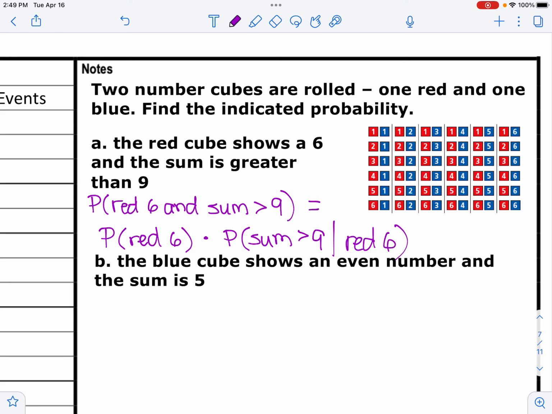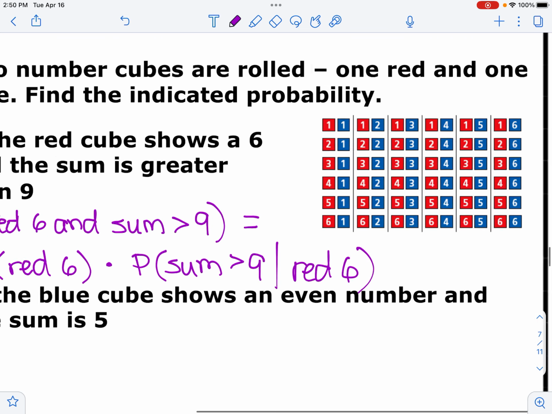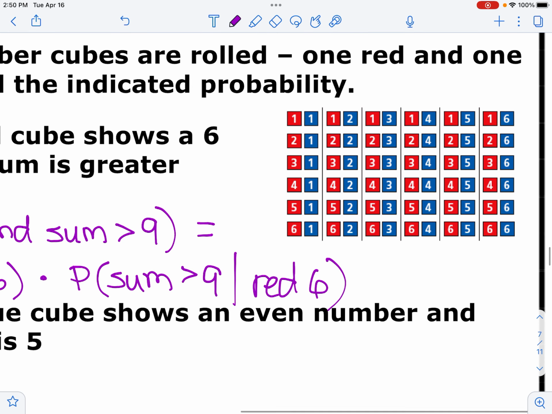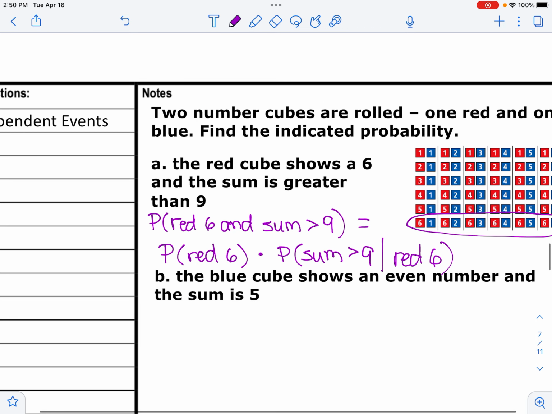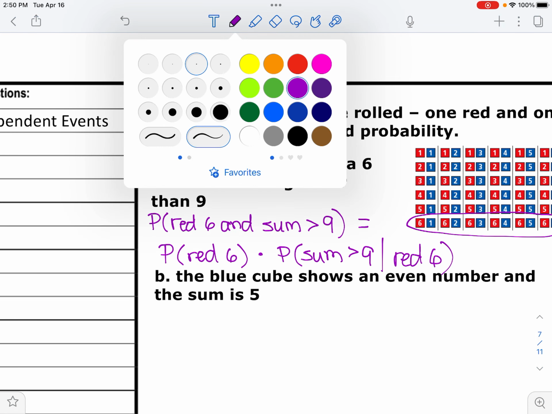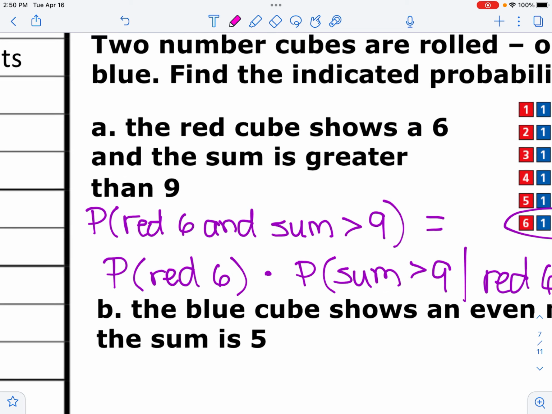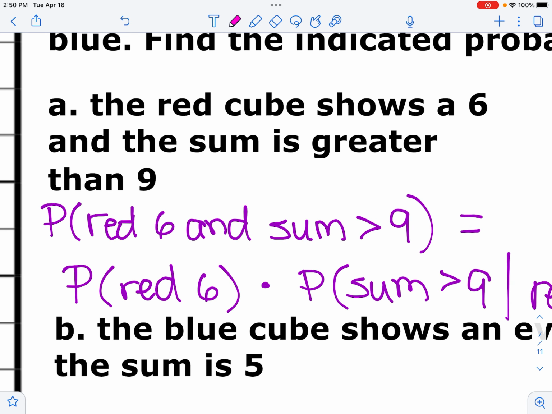Okay. Now, let's see if we can figure out what these are. What's the probability of getting a red 6? Well, you can see these are all the ones that have a red 6, right? There are 6 out of 36. So let me write this in a different color right here, right above this. Probability of getting a red 6 is 6 out of 36.